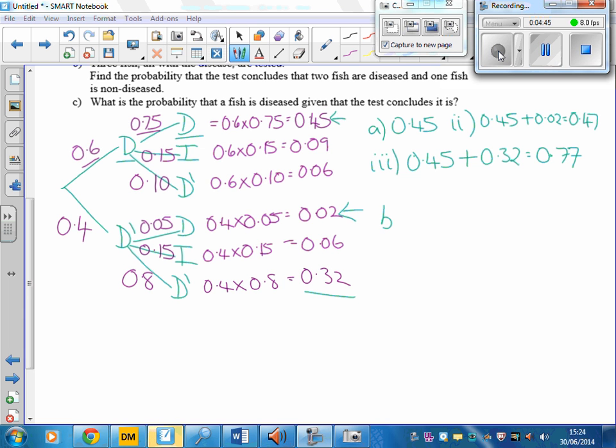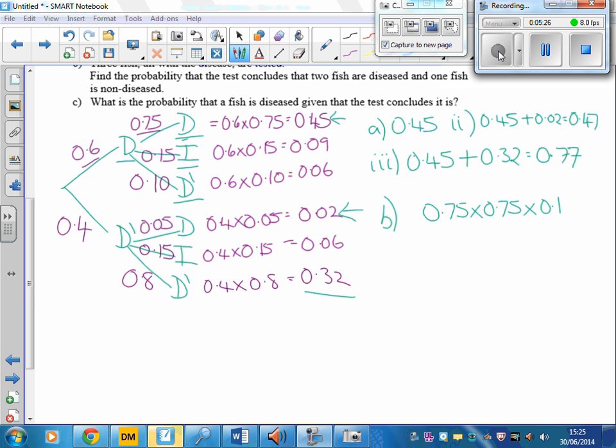Part B. Three fish, all with the disease, so we're only interested in these three here, are tested. Find the probability the test concludes that 2 fish are diseased and 1 fish is not diseased. The probability of showing it is diseased, when we're only looking at fish that are diseased, is 0.75. And we want 2 fish diseased, so one fish that is diseased, another fish that is diseased, and then the third one being non-diseased, which would be 0.1.